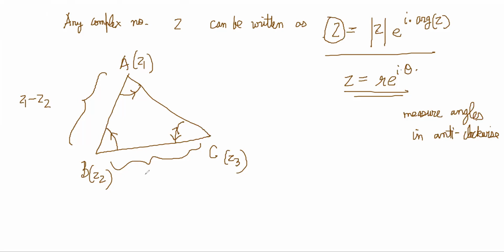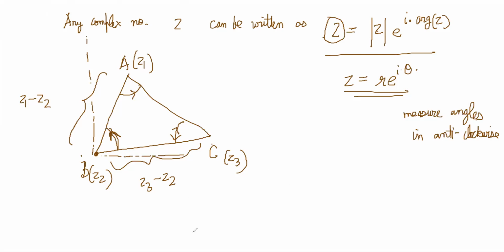Yes. And this line segment is Z3 minus Z2. This minus this. And this is Z1 minus Z2. So why don't we think about this angle as if your origin was here, right? If your origin was here, correct?